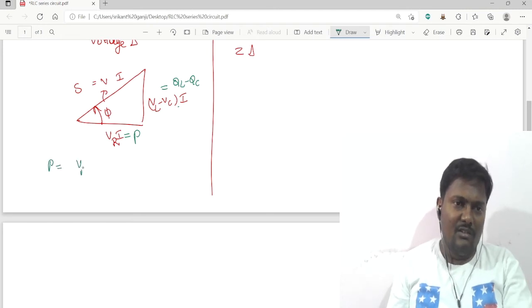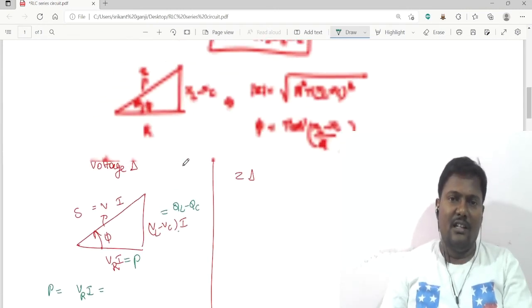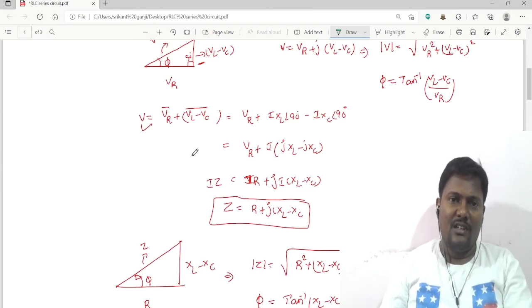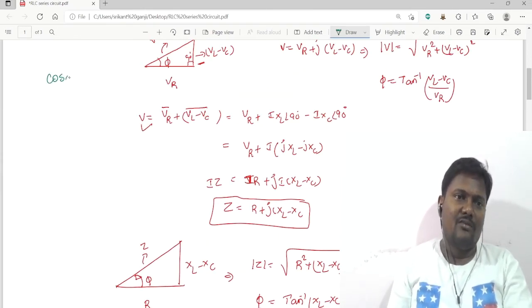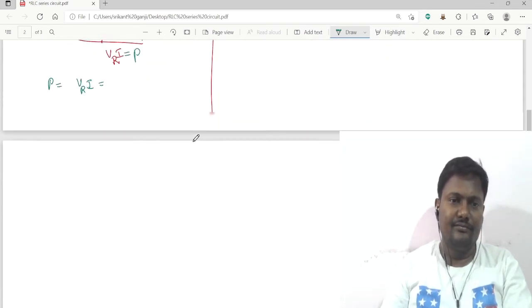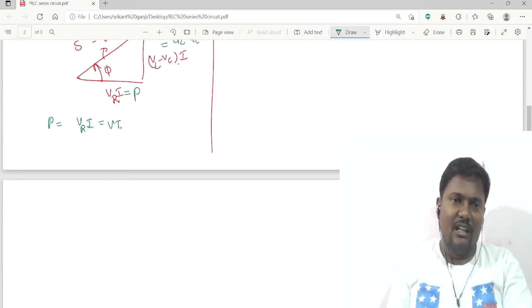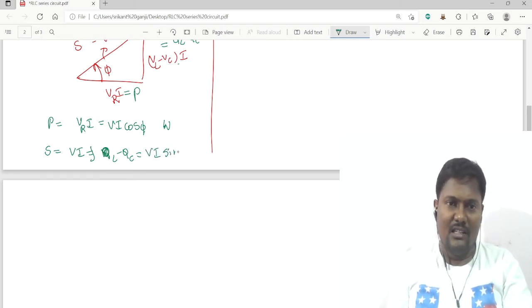So power is equal to VR into I, and as we know from this cos phi is equal to VR by V, and VR is equal to V cos phi. So substitute here, then I got it as VI cos phi. The unit of active power is watts, and S is equal to VI, that is okay, and reactive power QL minus QC is equal to VI sin phi.